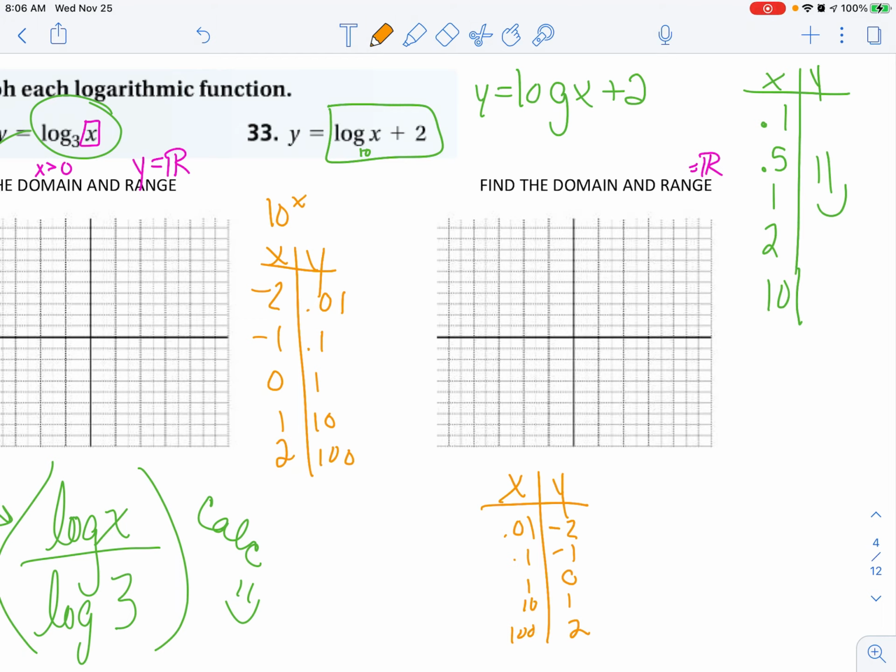But then because we have this +2 in the back of our problem, that moves it vertically too, so we would have to add 2 to this to get 0, add 2 to this to get 1, add 2, add 2, add 2. So that's another way to make your XY chart. I hope that was helpful.